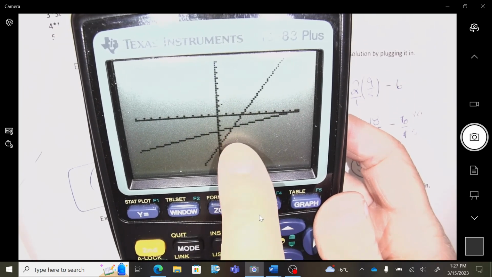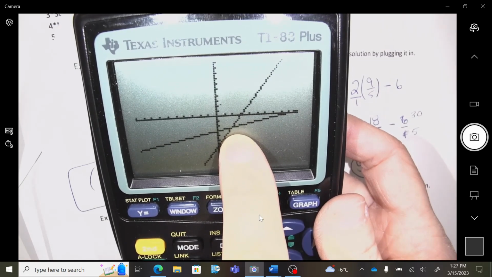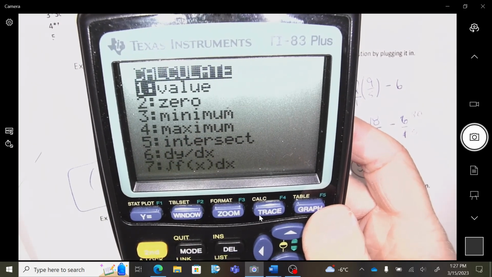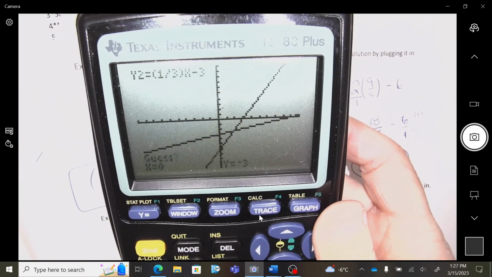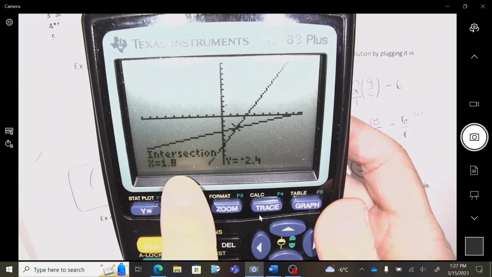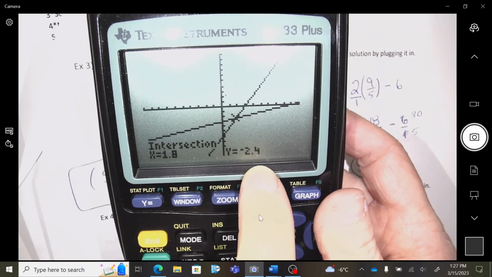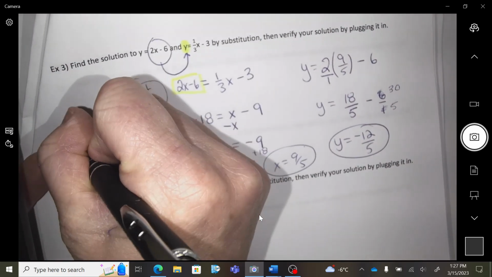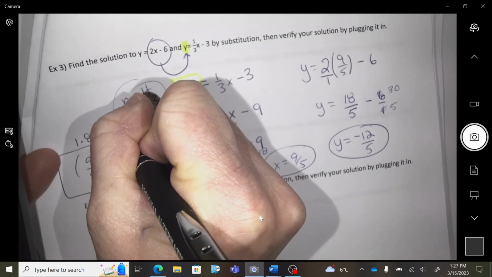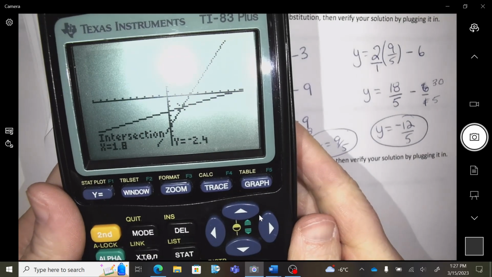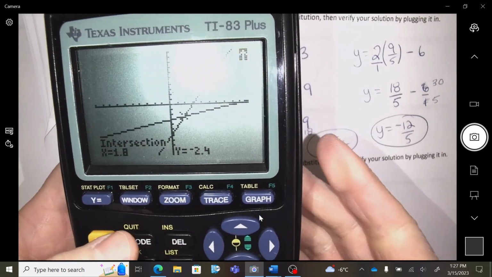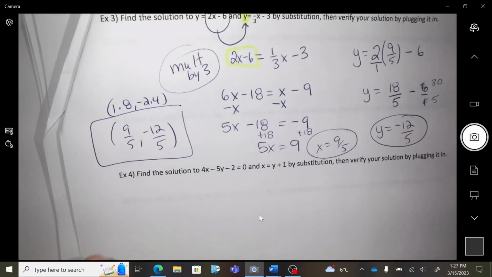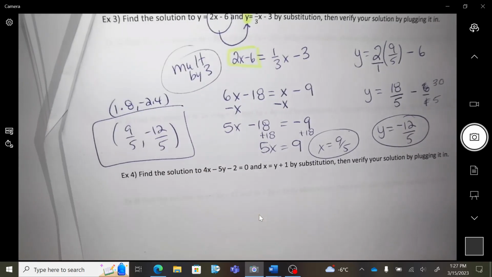And the solution is here, where they meet, where they intersect, right? That's the solution. So I'm going to calculate the intersection on this line, and intersect: 1.8 comma negative 2.4. Is that the same as our answer? So 1.8 comma negative 2.4. This is 1.8, right? Yeah. That's the same number. And this, if you divided it, it's negative 2.4.